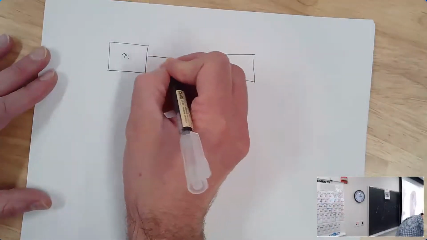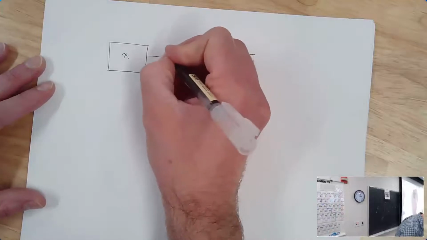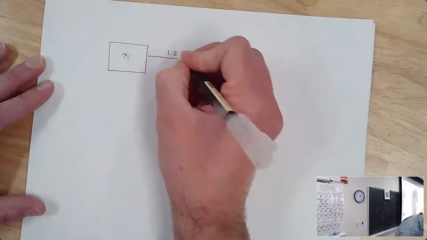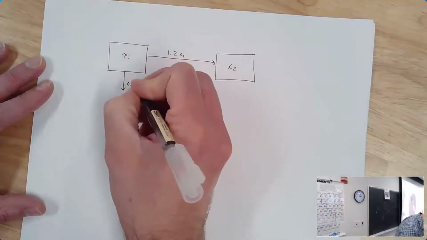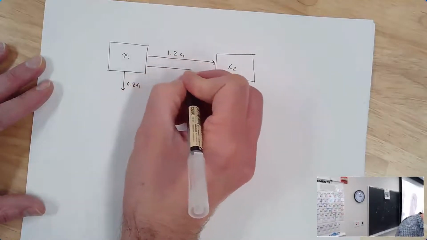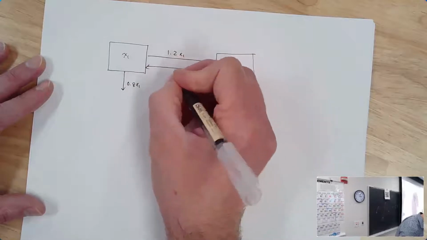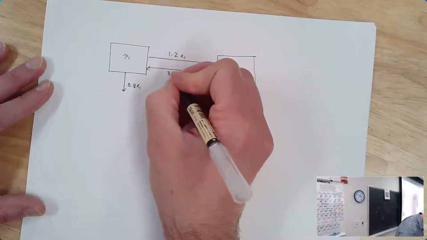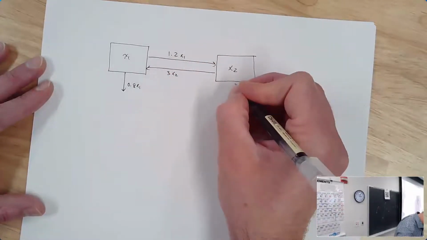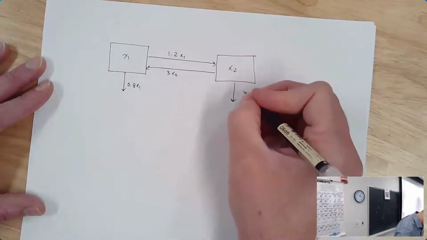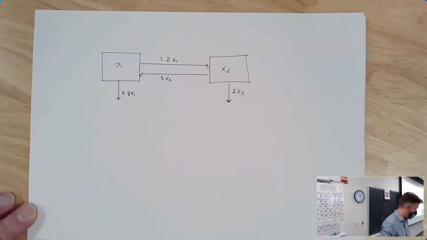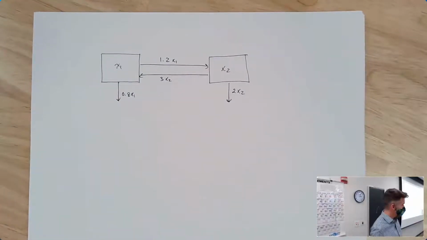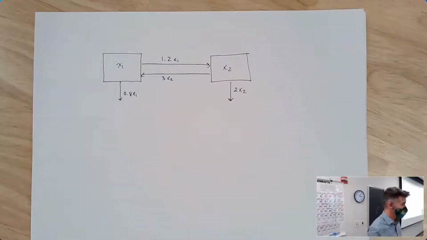So let's say X1 is going over here with a 1.2, X1 going out with a 0.8. This way with a 3, X2 going out that way with a 2. To be perfectly honest, I have no idea if this is going to turn out well. Okay, it'll turn out somehow.